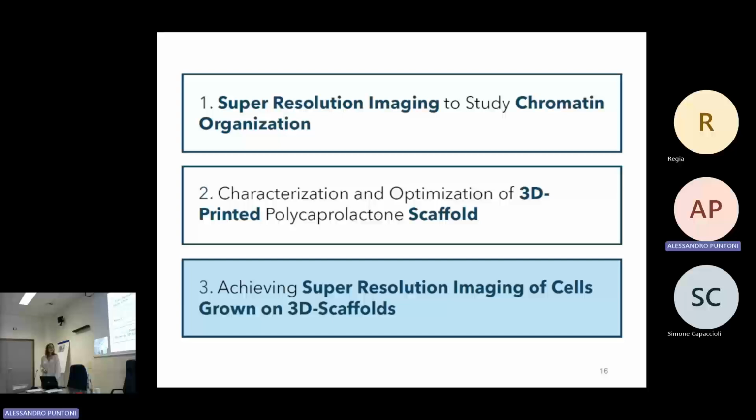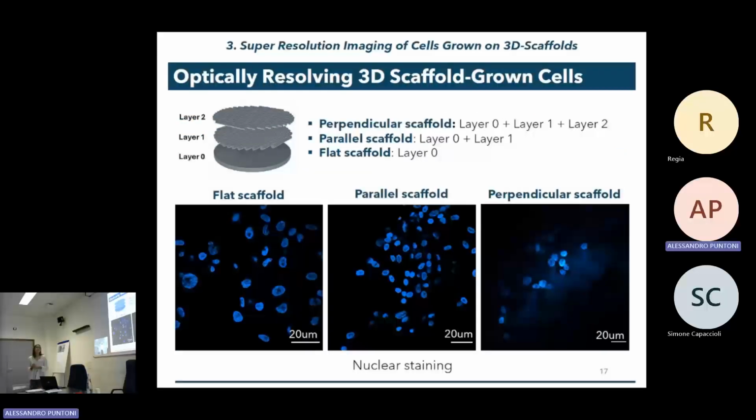And finally, we cultured cells on the 3 types of scaffold, and we demonstrate that it's possible to produce images of the cells cultured in the scaffold using an inverted microscope.